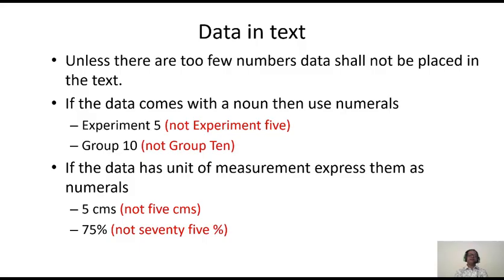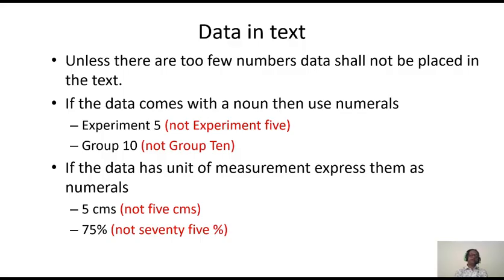If the data comes with a noun, then use numerals. Experiment 5. So experiment is a noun, 5 is a number, not experiment five spelled out. Group 10. So you are specifying a particular group, group 1, group 2, like that. So when a numerical is preceded by a noun, the noun should be in text. Obviously, you cannot write a noun in terms of numbers, but the corresponding number should be in the form of numerals.